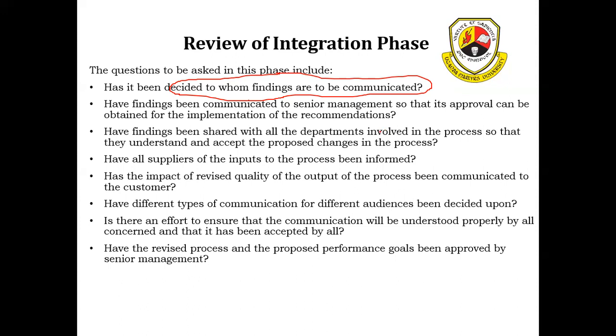Communication to senior management for approval. So that is part and parcel. We had already talked about it in data gathering, but in the integration part, it's also important to have that constant conversation going. Sharing it with the departments that are involved. This is where we communicate to the people who are concerned. Will this affect some external stakeholders, for example, the suppliers? Will this process affect them? And therefore, do we need to communicate to them as well? Then specifically communicating the desired output, or the quality that we would expect.